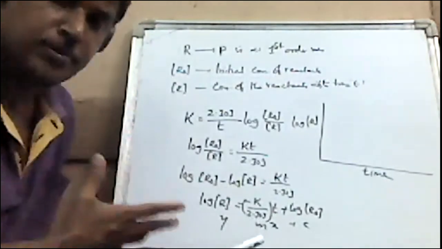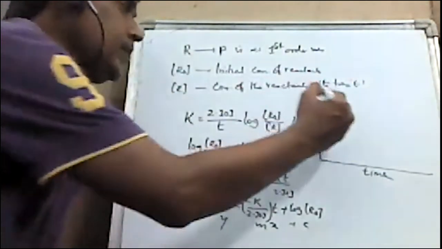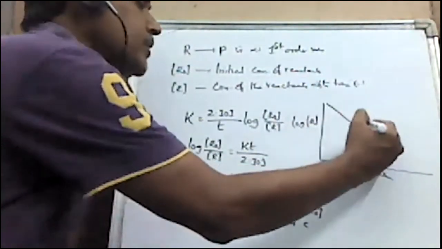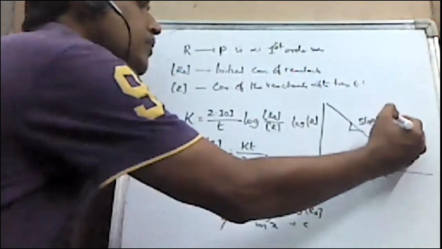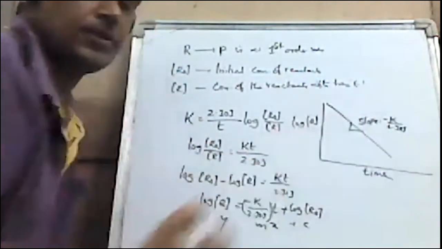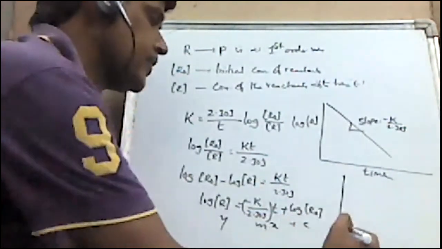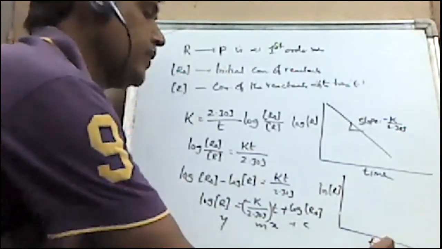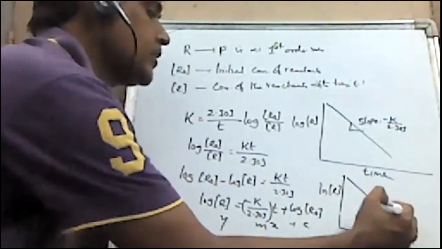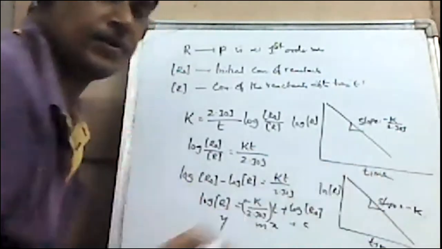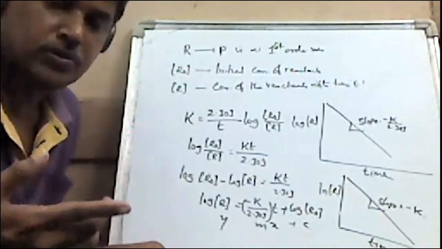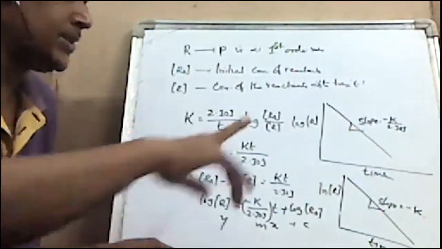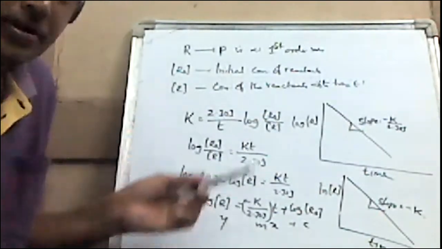Now, how does the plot appear? It is with a negative slope and a y-intercept. The slope corresponds to m. Slope is equal to minus k by 2.303. The same plot I can plot for ln R versus time. If I plot that, the slope corresponds to minus k. You see, we know that ln is equal to 2.303 into log base 10. So this is another plot regarding first order reaction.